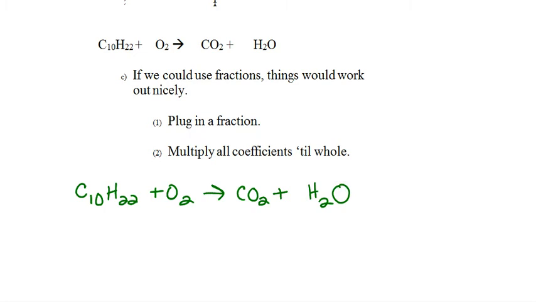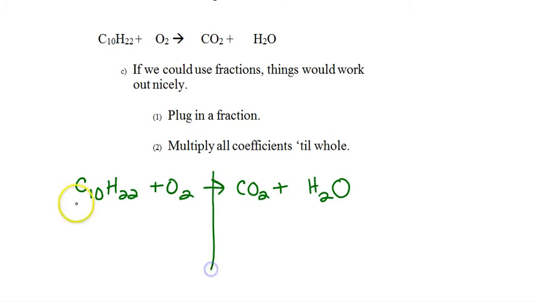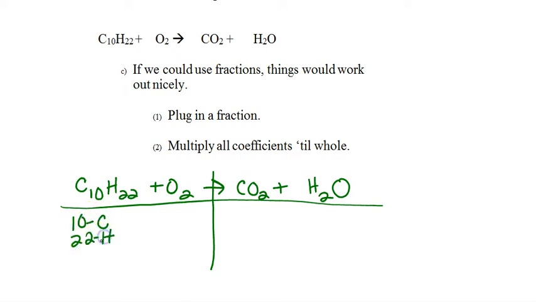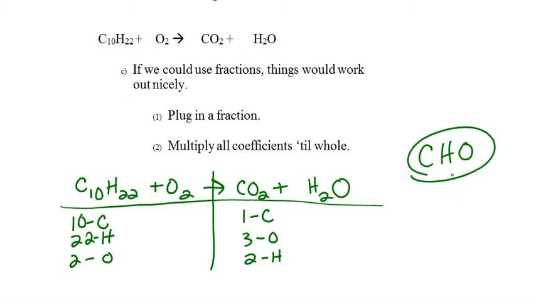All right. So I'm first going to do my inventory. I have 10 carbon, 22 hydrogen, and 2 oxygen. I have 1 carbon, 3 oxygen, 2 hydrogen. Remember, CHO, start with your carbon. I have 10 carbon on the left. I'm going to make 10 on the right.